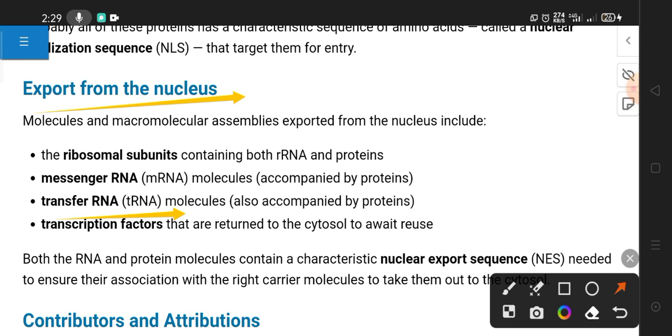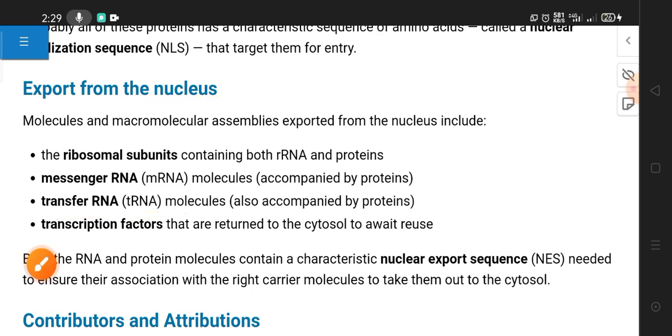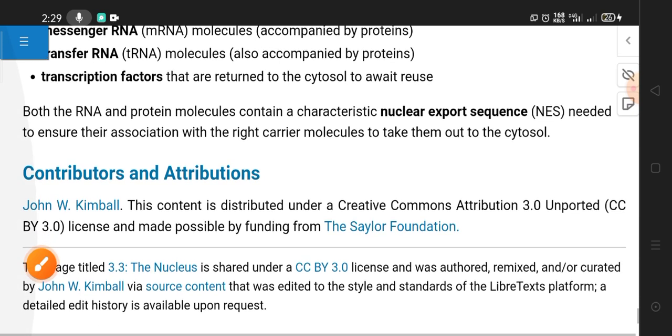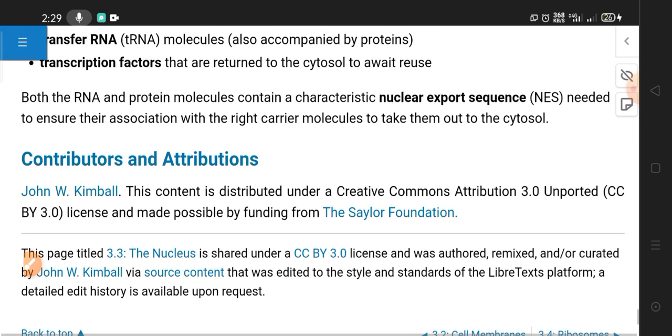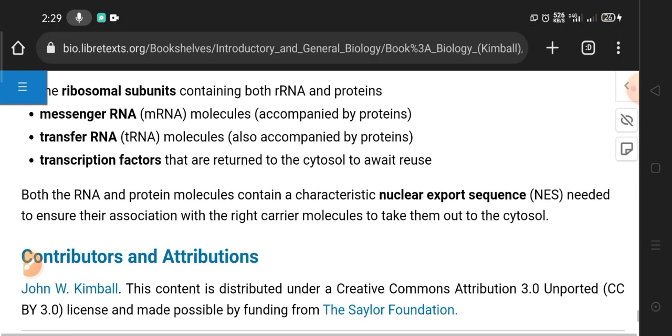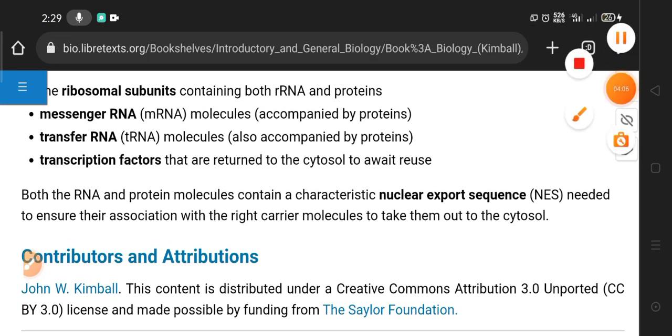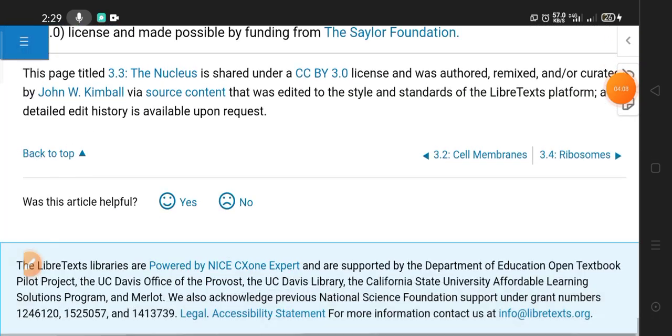Both RNA and protein molecules contain a characteristic nuclear export sequence needed to ensure their association with the right carrier molecule to take them out to the cytosol region.